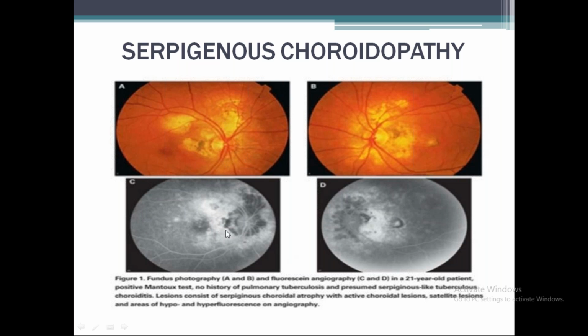Now this is a fundus picture of a 21-year-old patient who was positive for Mantoux, and in the fundus there were lesions like this. And there was no history of pulmonary tuberculosis, and over a period of time there is an atrophy in this particular region with active choroidal lesions and satellite lesions. And when you do a fluorescein angiography, you see both hyper and hypofluorescence on angiography. So this is a classic example of tuberculosis which is commonly seen in young patients, serpiginous choroidopathy.